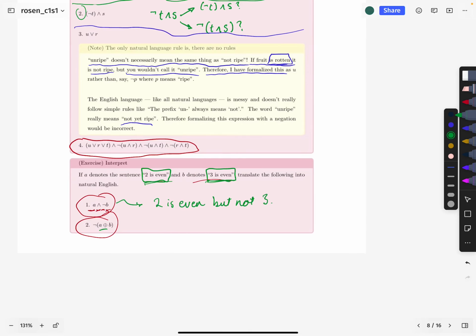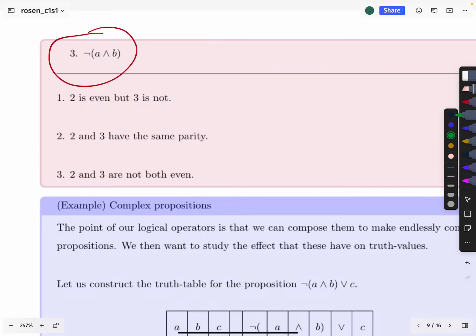You don't have to do it this way, but a particularly slick way is to use this phrase of parity. A XOR B means they don't have the same parity, and when you negate that, you're saying that they do have the same parity. So this says 2 and 3 have the same parity. Okay, and let's move on. Let's reveal this. This one is saying that it is not the case that both 2 and 3 are even. So we could phrase that as 2 and 3 are not both even. That's a nice natural way to express that.